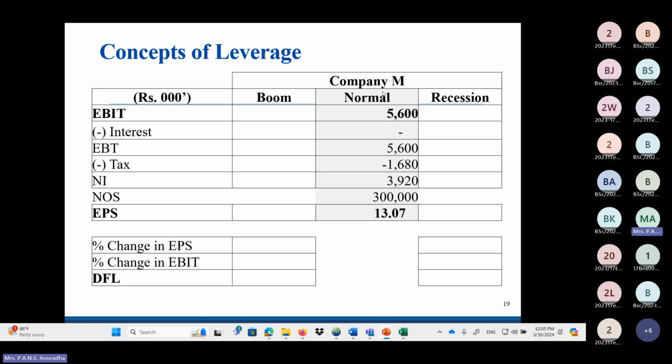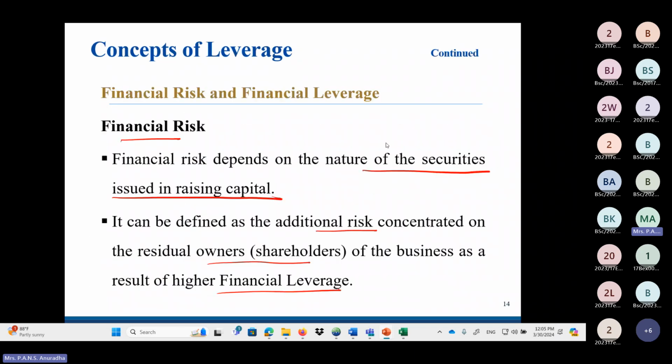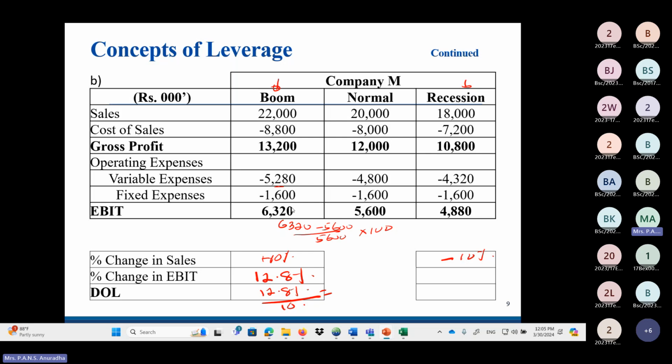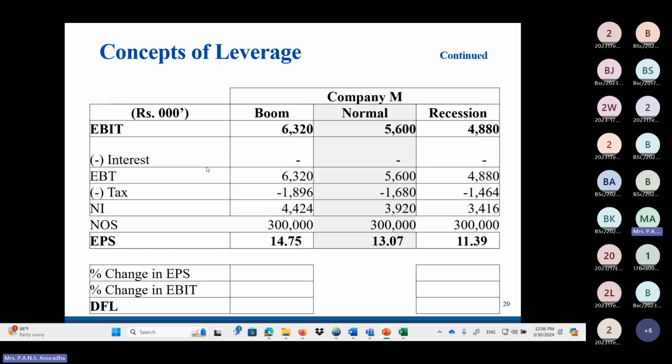So this is the EBIT for the company M, 5,600 under the normal economic condition. If you go to this one for the company M, under the boom, you have calculated profit, EBIT, 6,320. For the recession, 4,880. So same numbers now you can take to here, right? 6,320 and 4,880. So EBT, earning before tax, 6,320.